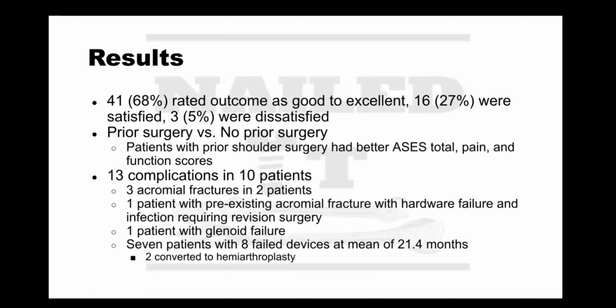So one of these fractures, the patient who had the scapular and acromial fractures, was treated non-operatively, and another patient had an acromial fracture that was treated with ORIF, and both rated their outcomes as excellent. 1 patient did have glenoid failure, and 7 patients had 8 failed devices at a mean of 21.4 months, 2 of which were converted to hemiarthroplasty.